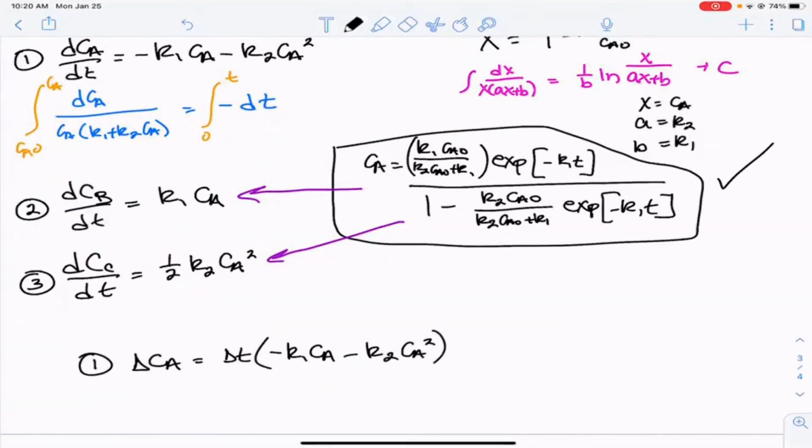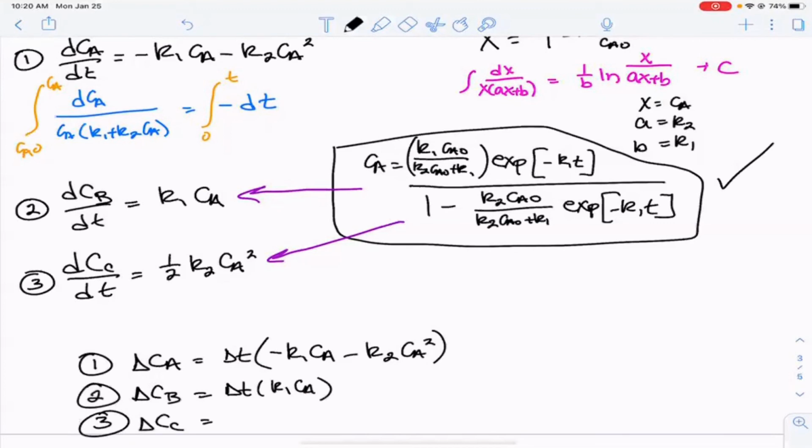And then to do this at a bunch of temperatures. And the same thing, right? The implementation of Euler's method into the second equation is extremely simple, right? It's just delta T times K1 CA. And for the third equation, delta CC is just delta T times 1/2 K2 CA squared.